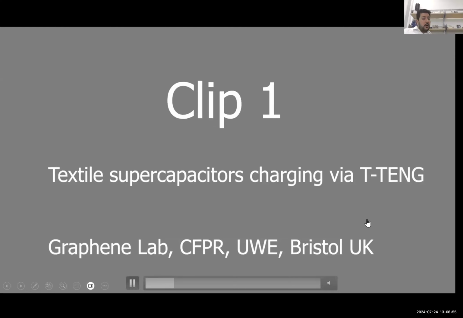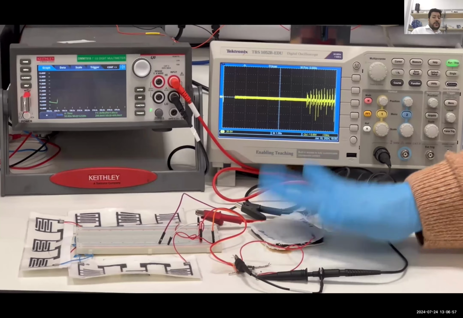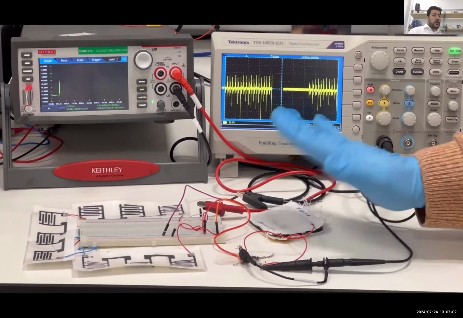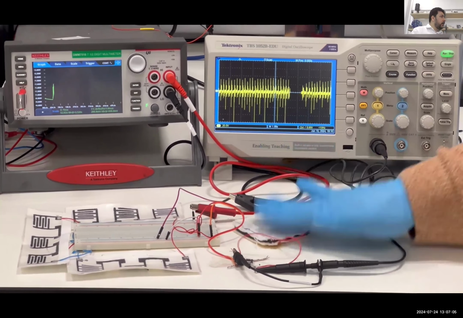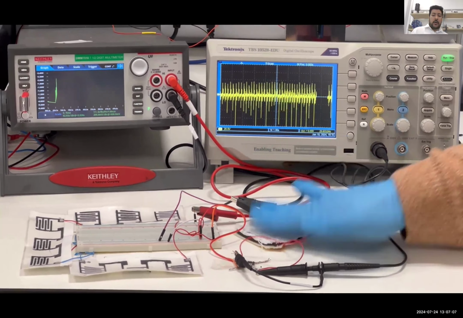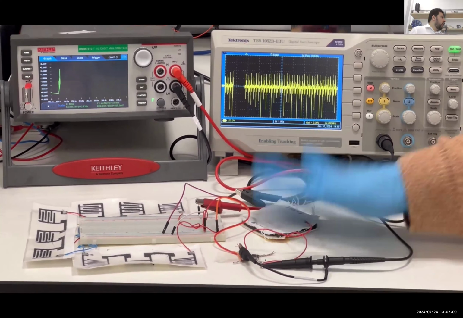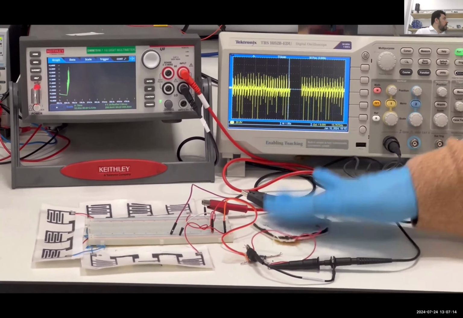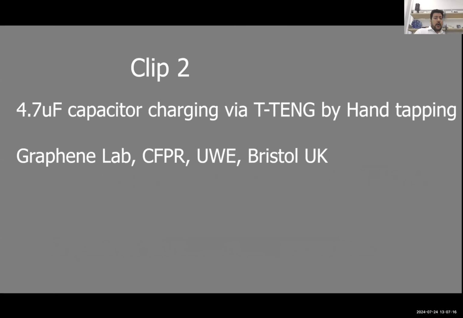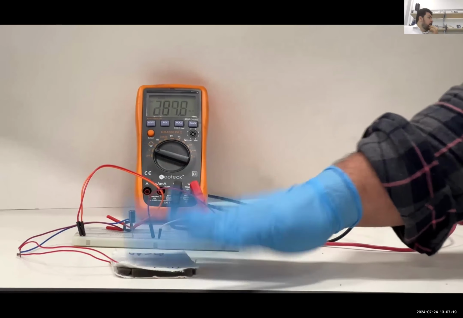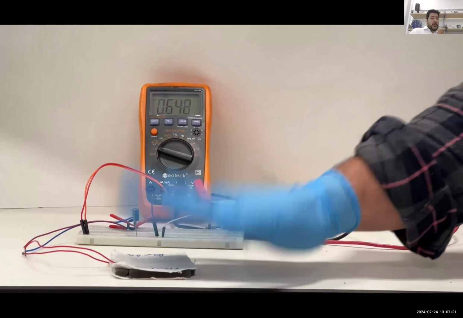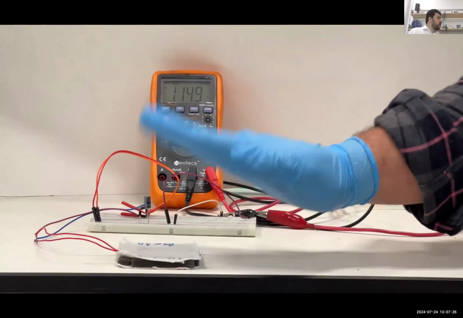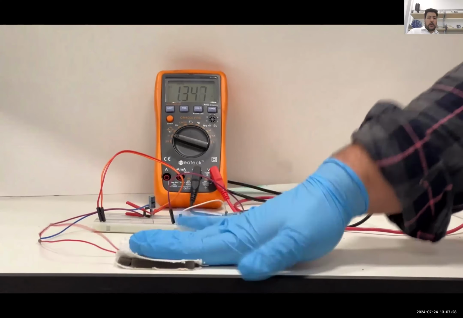So it is charging 9 supercapacitors with just tapping. It is 4 to 5 Newton force, and you can see on the DMM that it is getting charged. So this is the real-time application, how we generate and store energy in our self-powered system. You can see this is a commercial 4.7 microfarad capacitor. You can see on the screen of the DMM, it is getting charged to 1 volt in just a few seconds.